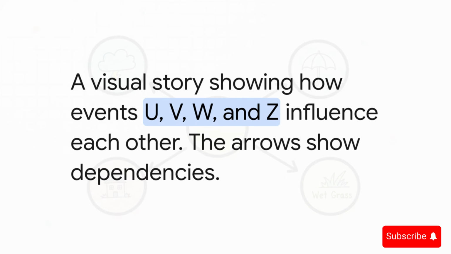So here it is. This is our map. Now, I know it looks a little abstract, but just think of it as a story of cause and effect. It shows us how these different events, we're just calling them U, V, W, and Z, influence each other. The real magic is in the arrows. They show us the path of that influence, a bit like a flowchart of possibilities.